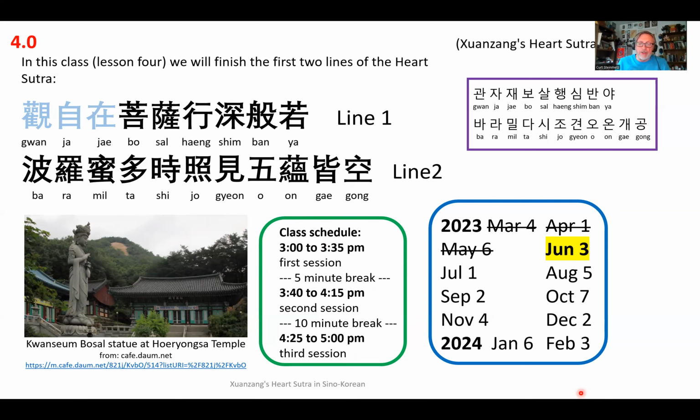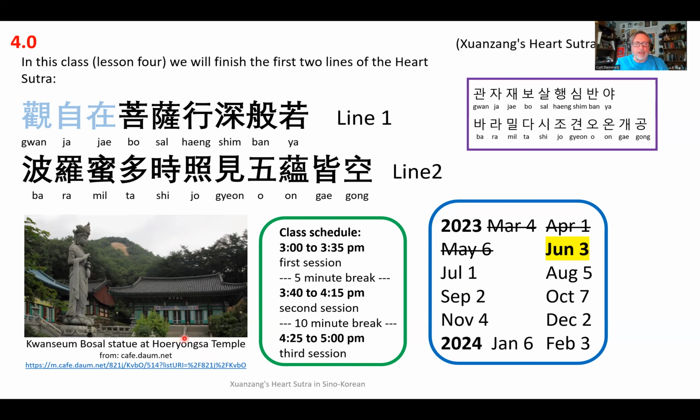All right. So this is the first 2 lines of the Heart Sutra here, which the way one chants it in the Korean tradition, where the Chinese characters are given the Korean pronunciation, we say Guan Jia Jie Bo Sa Heng Shin Banya Bada Milta Shi Jo Gyon On Ge Gong, which is Avalokitesvara Bodhisattva, when practicing deeply the Prajna Paramita, perceives that all 5 skandhas are empty. And down here is a nice picture of a huge statue of Avalokitesvara from a temple in Korea, Huryeongsa Temple.